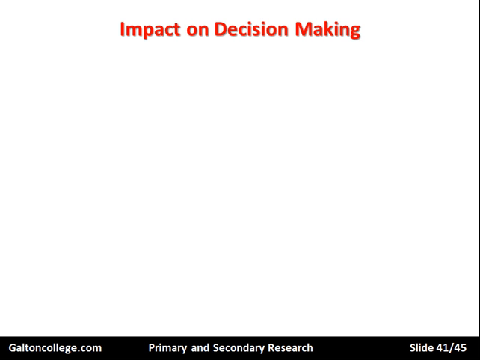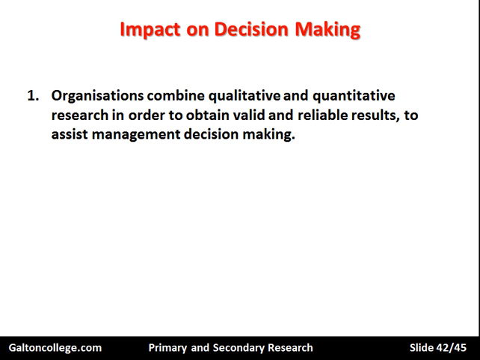Now, the impact of all of this on decision making, well, organizations generally try to combine qualitative and quantitative research in order to obtain valid and reliable results, and what they're trying to do is make good decisions. So they try to not just pick up data and hence information in one direction, they try to pick it up in a variety of directions. This is sometimes known as triangulation.